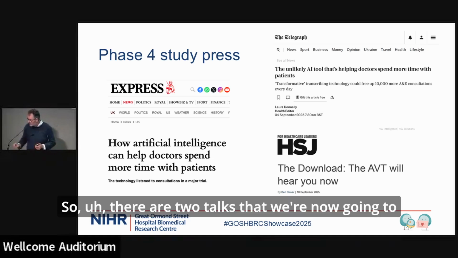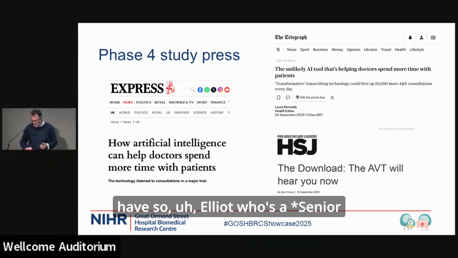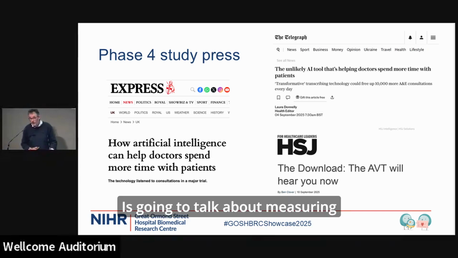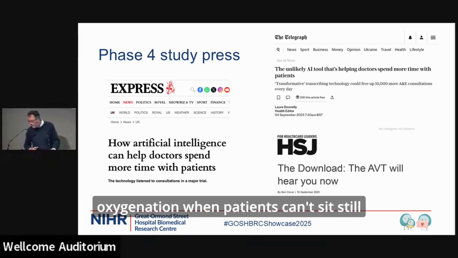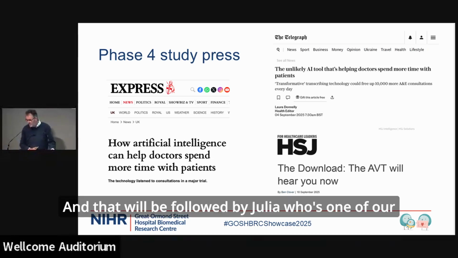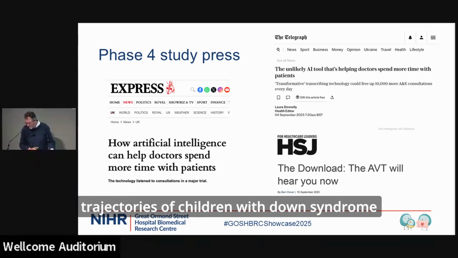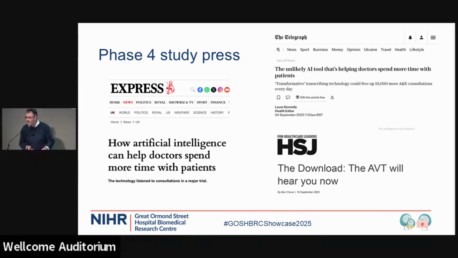So there are 2 talks that we're now going to have. So Elliot, who's a Royal Academy Fellow from Oxford University, is going to talk about measuring oxygenation when patients can't sit still. And that will be followed by Julia, who's one of our ICH PhD students. And that will be primary school trajectories of children with Down syndrome. Elliot.